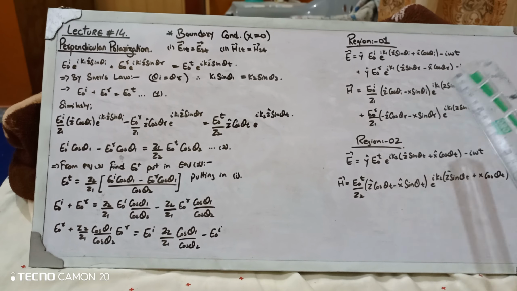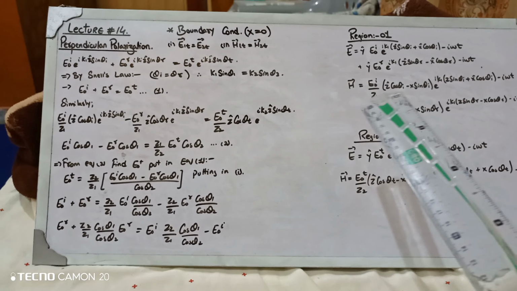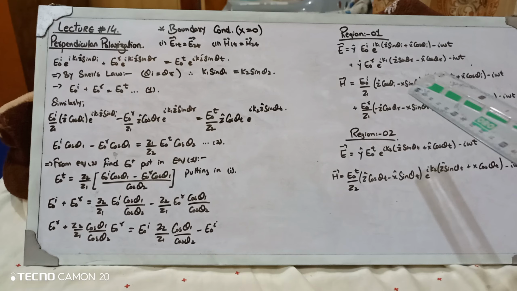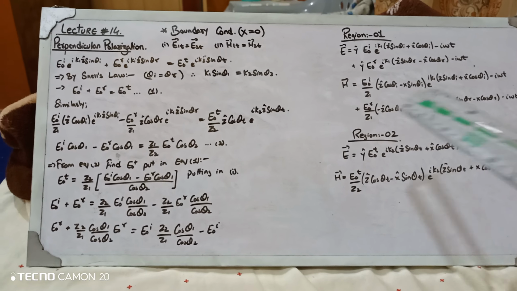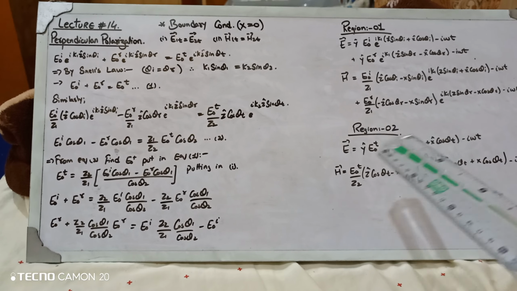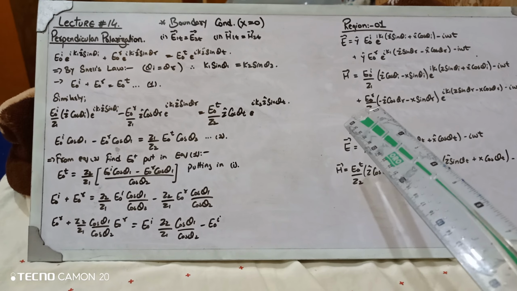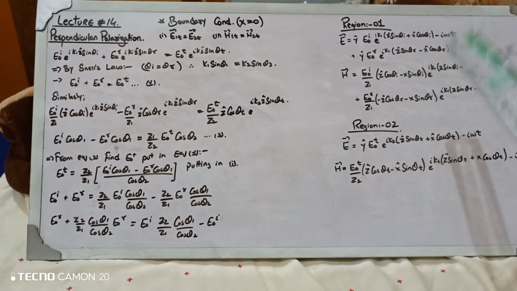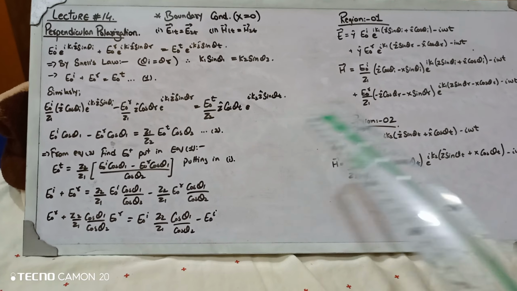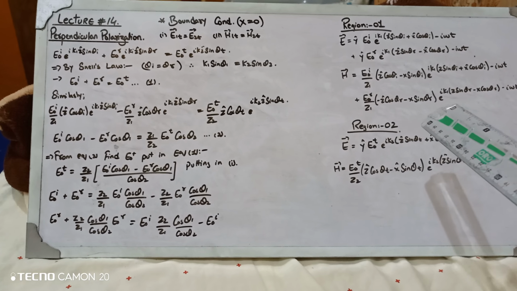This becomes 0, so you will only be left with E naught i divided by z1 and z cos theta i, and in the exponential the x term becomes 0, leaving e power iota k1 z sin theta i. Similarly, for this one, E naught r divided by z1, with a minus sign, z cos theta r, because the x term is 0, and in the exponential again x becomes 0, leaving e power iota k1 z sin theta.